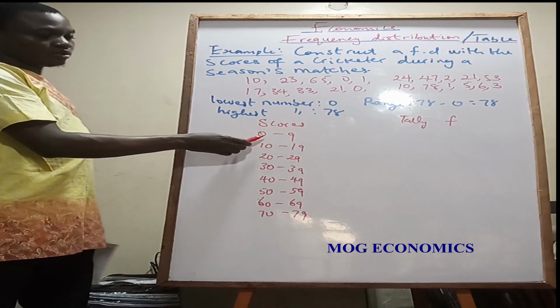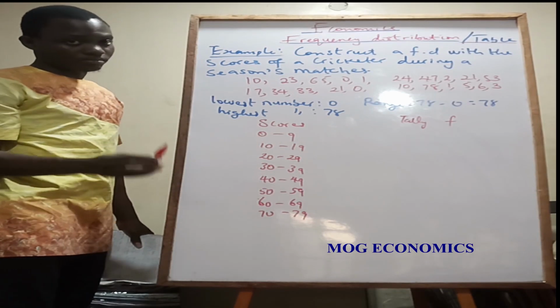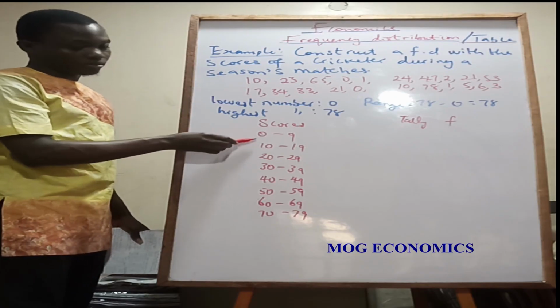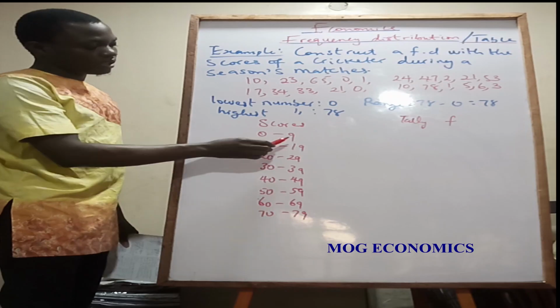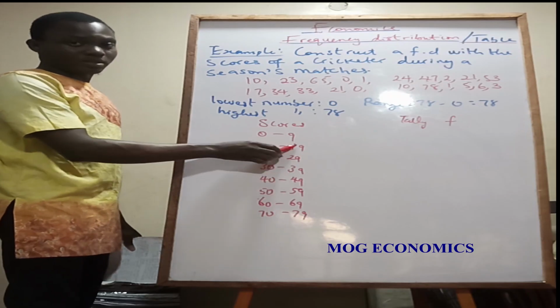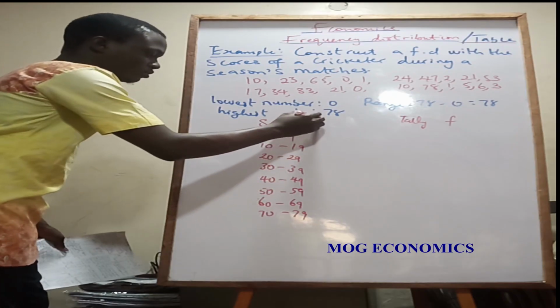So 9 minus 0 is 9, 19 minus 10 is 9, 29 minus 20, 39 minus 30. See? And look at all of these parts too. The differences: 10 minus 0 is 10, 20 minus 10 is 10, 10, 10, 10, 10. Then here, 19 minus 9 is 10, 29 minus 19 is 10, 10, 10, 10. So what we have done is good. Alright, so we have this.